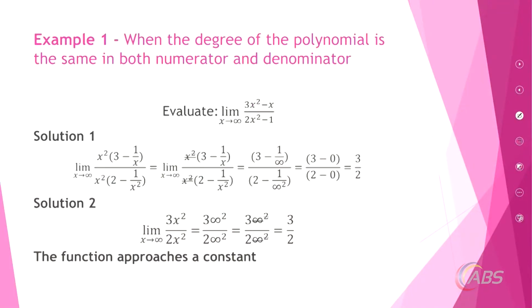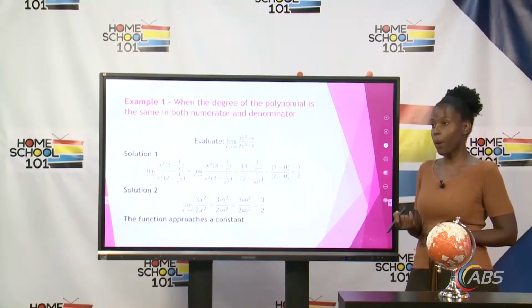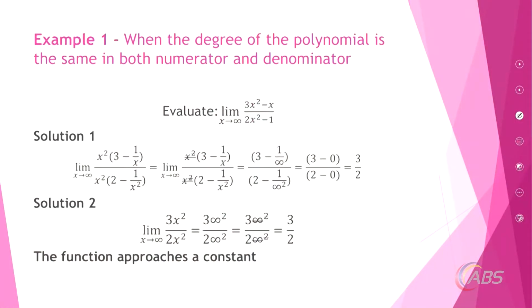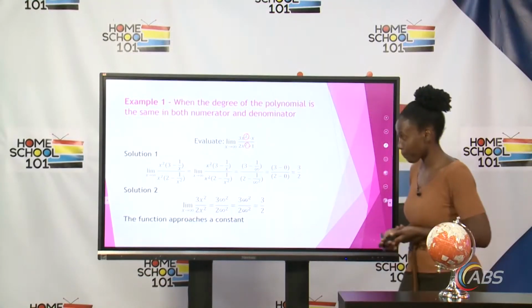So for the first example, we're looking at the case when the degree of the polynomial in both the numerator and the denominator are the same. It states, evaluate the limit of 3x squared minus x divided by 2x squared minus 1 as x tends to infinity. Now we mentioned that the degree of the polynomial is the highest power to which the variable is raised. Looking at our function, the degree of the polynomial here is 2. As we can see in the numerator and denominator, the highest power of x is 2.